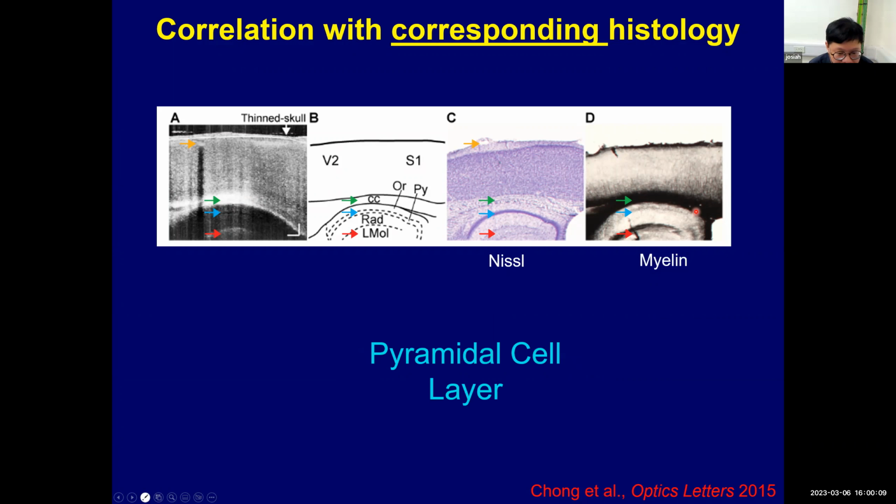So last but not least, they also allow you to see some cellular layer. In this case, this is a pyramidal cell layer, which is quite obvious in the Nissl stain. As I mentioned, this is staining the cell body. As you can see, it can actually appear as a dark band in the OCT image because the cell bodies are highly absorptive. So this is why you see it dark in the OCT image.